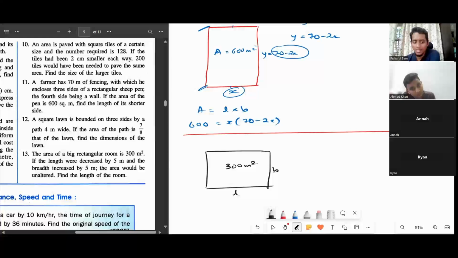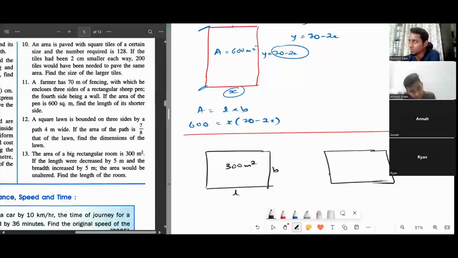Now next part is if the length was decreased by 5. So now you have another room over here. That is an imaginary room. Here the length is decreased by 5. So what's the length of this room? L minus 5. It's 5 less than the original room. And the breadth is increased by 5. So the breadth here is how much? B plus 5. It's 5 more than the original room's breadth.